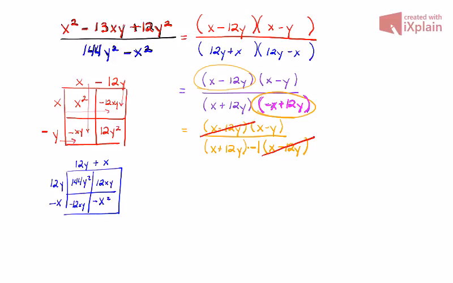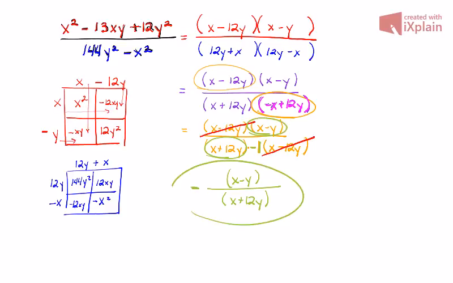So what I am left with now is that negative 1. I'm going to write that negative out in front of my work. Then I have the x plus 12y that I have left over in the denominator, and I have the x minus y that I have left up on top. So here is my final answer.